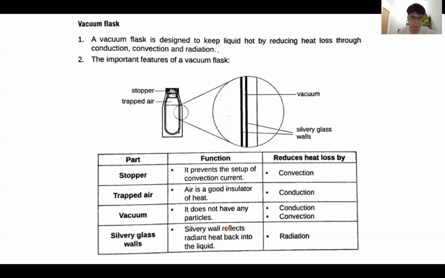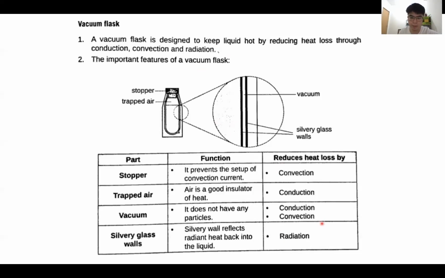So the silvery wall reflects radiant heat back into the liquid. The radiation from the liquid tries to get out. When it hits the silver surface, the smooth surface, which is a good reflector, it reflects it back into the liquid. Okay, so keeping the liquid warm.